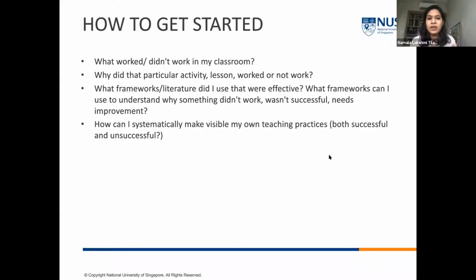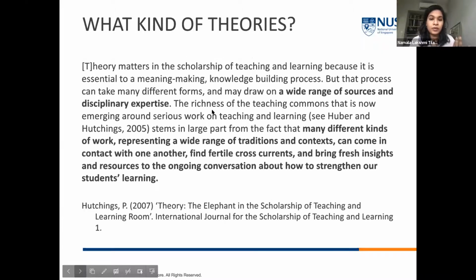So I want to try and make my own teaching practices systematically visible, and I use a specific theoretical framework to do that. Like I said, when they talk about what theory is in SoTL, we have useful theories that we draw on. If we're from an EFL background, we draw on TESOL, EFL, EAP. Many of us are from linguistics-based research, Victor from ethics.